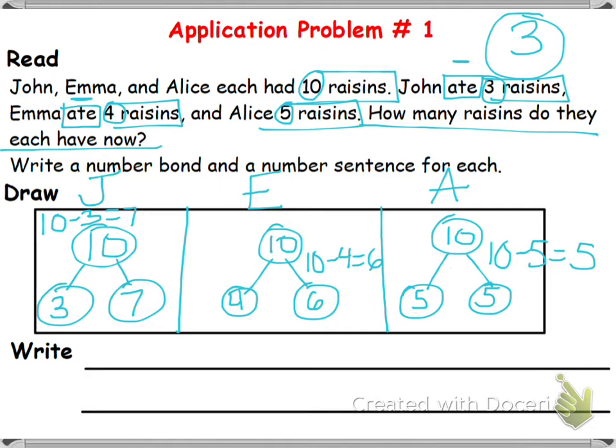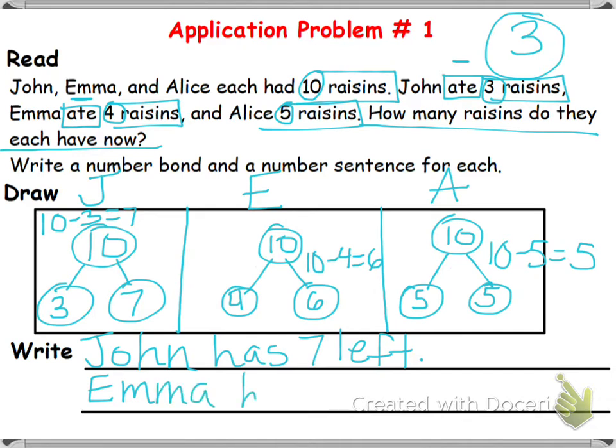Alright, this is going to be a long statement you're going to have to write. Okay? We have to say how much each of them have left. So John has 7 left. We're going to write this on the back. So turn the page to the back. There's 3 lines. Write 1 on each line. Emma has 6 left. And Alice has 5 left.